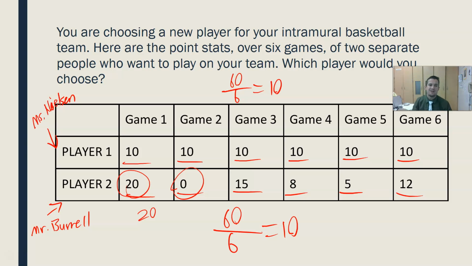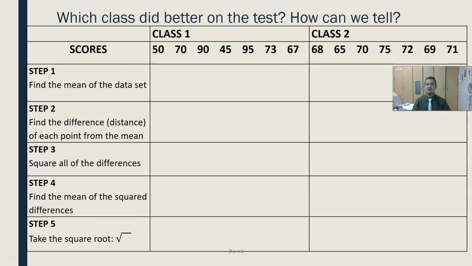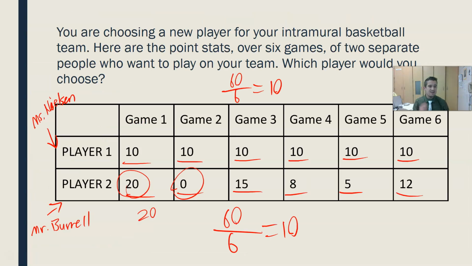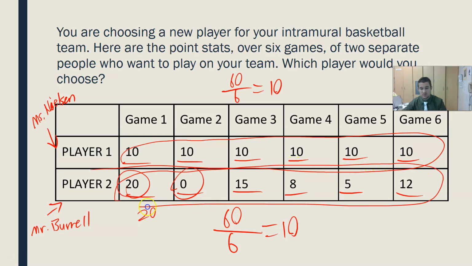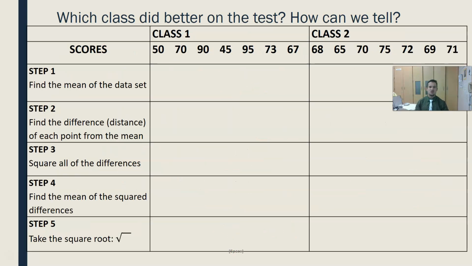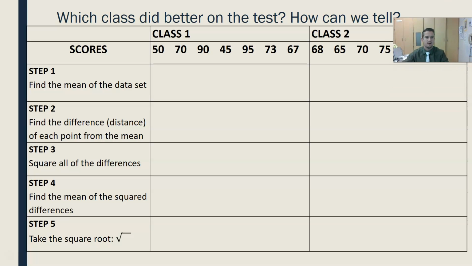So what we're going to talk about today is standard deviation. Standard deviation is a statistical measure that can be used to help me analyze exactly how spread out data is. You notice Ms. Nelson's points aren't spread out at all. Mr. Burrell's are way more spread out. I'm going all the way from 0 points in some games to 20 points in other games. So standard deviation is a measure of how spread out data values are.